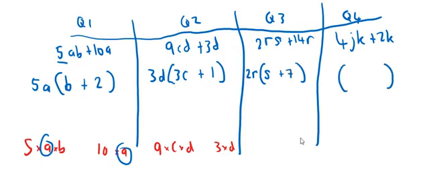And then the last one, I can put a 2 outside, and I can also put a k outside. So what times 2k gives me 4jk? It's 2j. And what times 2k gives me 2k? It has to be plus 1 again. So those are our 4 answers.